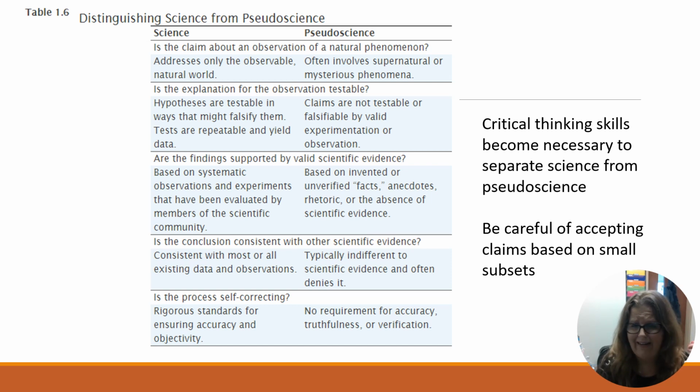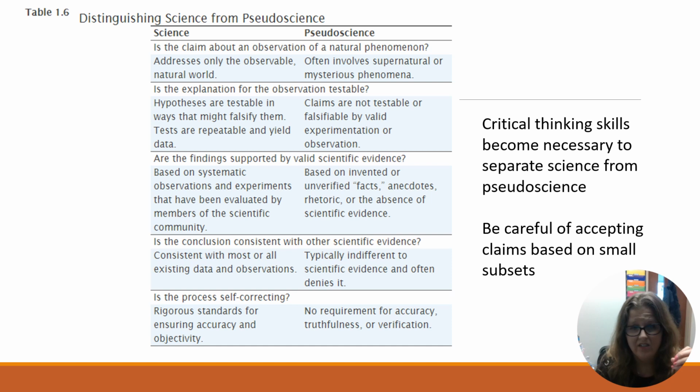I pulled this directly out of the textbook. So talking about science versus pseudoscience, it compares some basic questions. Is the claim about an observation of a natural phenomenon? Does it have only observable natural world things? Is there evidence? Can it be testable? Is there data? Is there evidence? Is it consistent with other scientific evidence? Is it self-correcting?